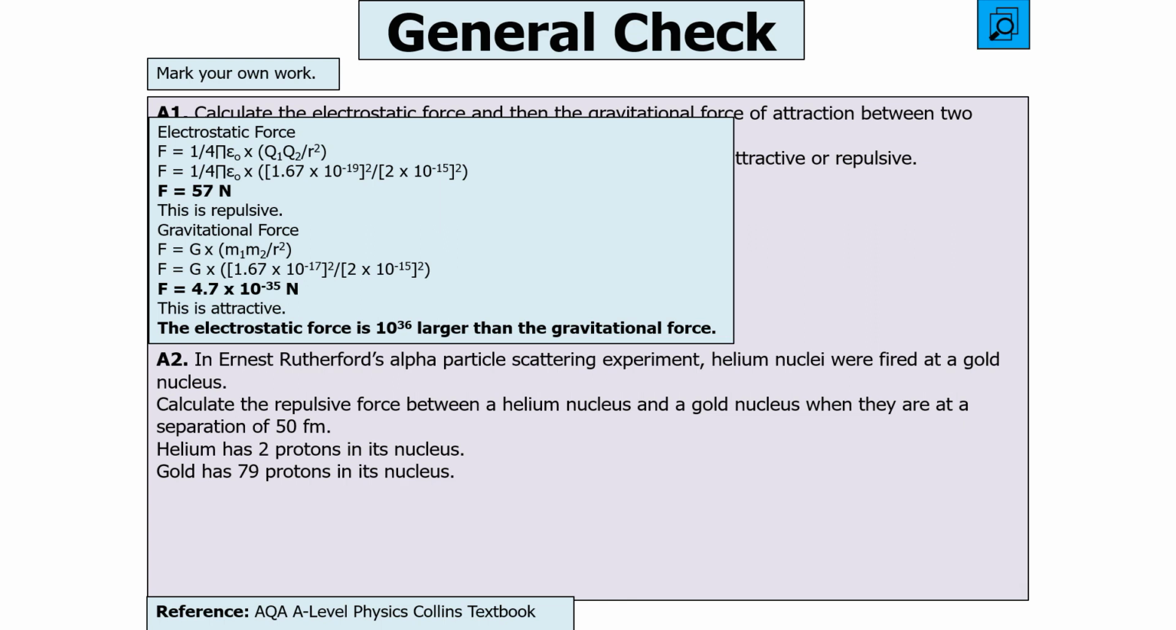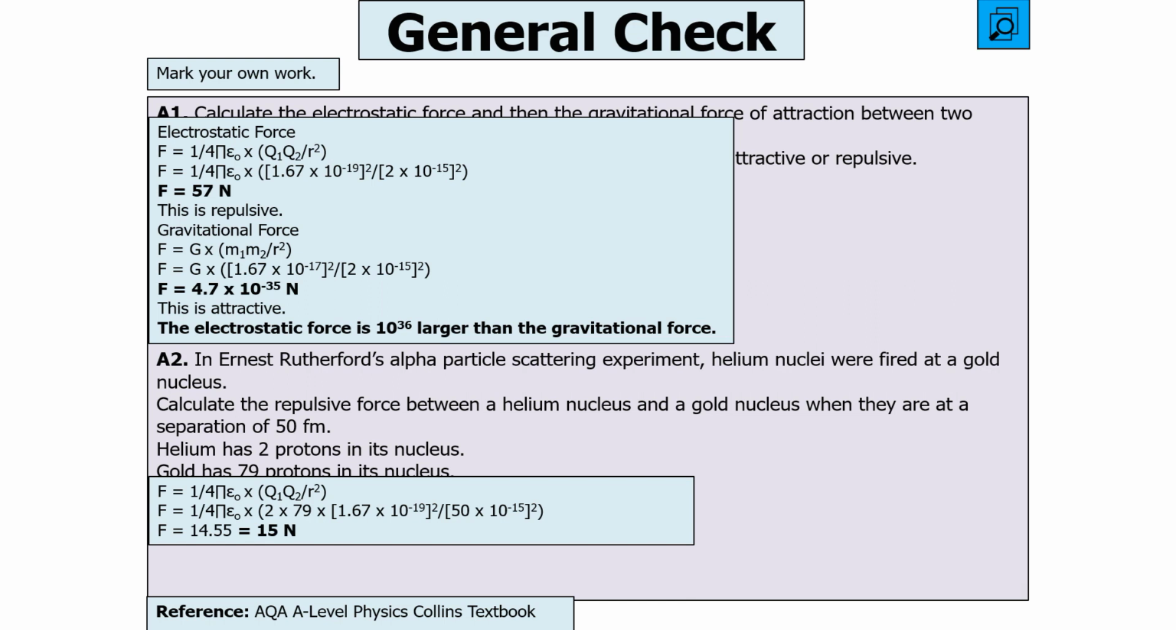the electrostatic force is 10 to the 36 times larger than the gravitational force. Again, in this next one, we're using Coulomb's law, popping in all the values, working it through, and we get our answer to be 15 newtons.